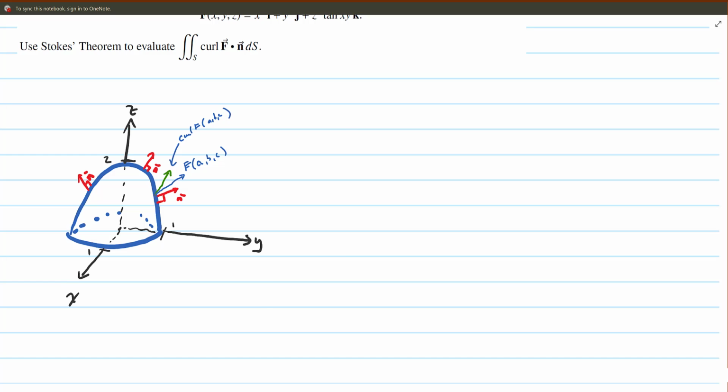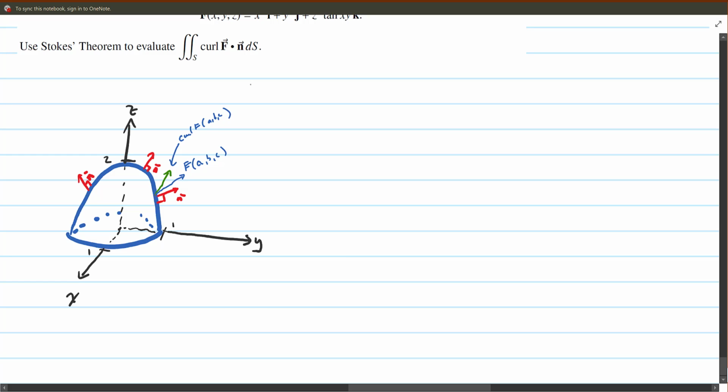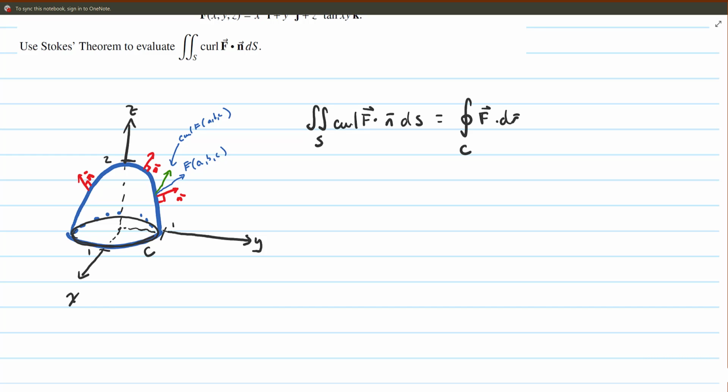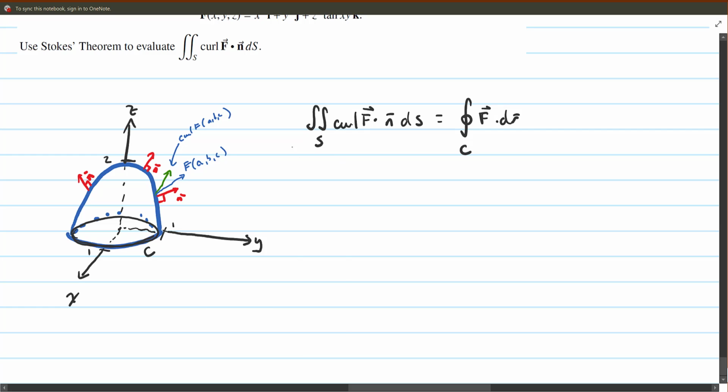And Stokes' Theorem says that rather than computing the curl dotted with this normal vector, instead we could go ahead and work solely on the boundary of this surface, which is this C that I just sketched right here. So let's go ahead and give Stokes' Theorem. Rather than computing the surface integral as we were originally given, we're going to compute the line integral around the boundary C. This will make things quite a bit easier.